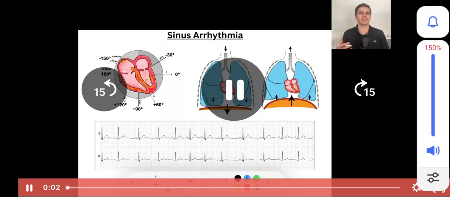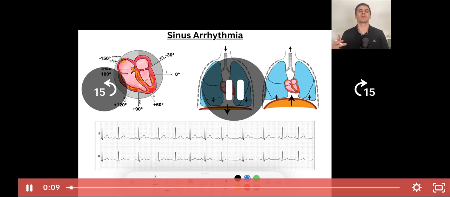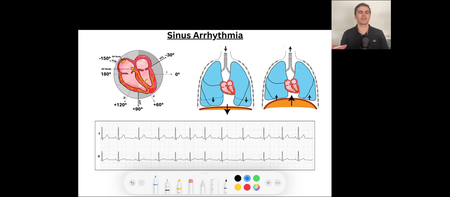Sinus arrhythmia is the variation in heart rate with respiration. Interestingly enough, when we inspire or breathe in, our heart rate increases. And when we expire and breathe out, our heart rate decreases. And that is a function of a change in the sinus node's pacing of the heart, right? So we learned about how the sinus node is the pacemaker of the heart.